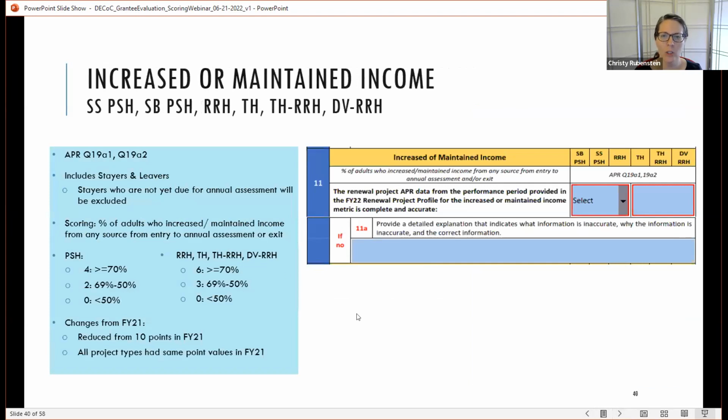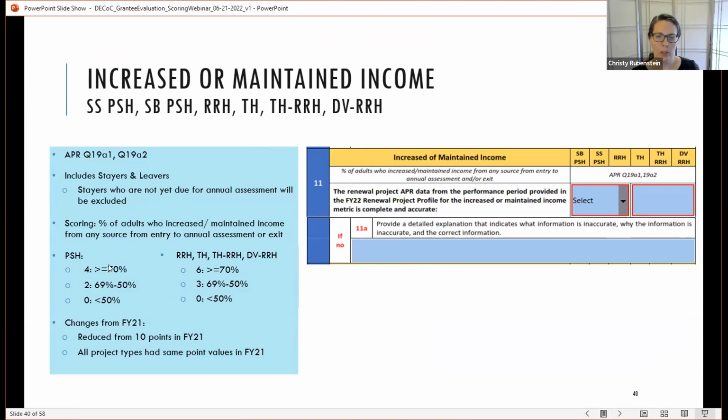Moving on, increased or maintained income. This one is questions 19A1 and 19A2 on the APR. Include stayers and leavers. For stayers, no worries. If you have a bunch of stayers who are not yet required to have an annual assessment, they get excluded from this.